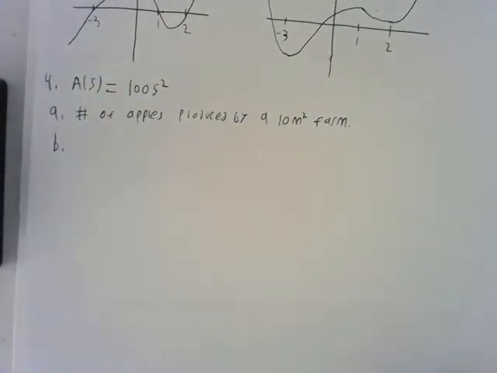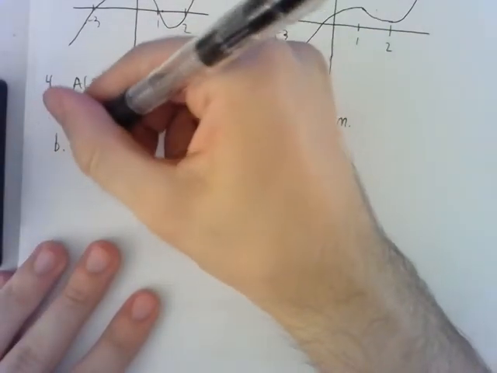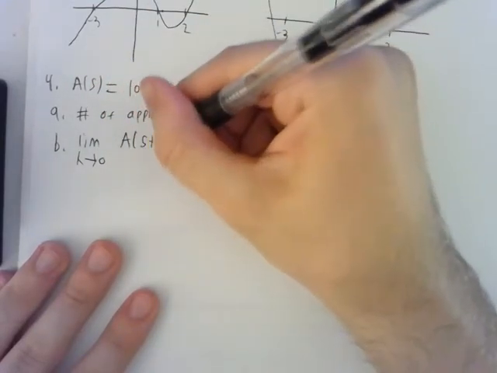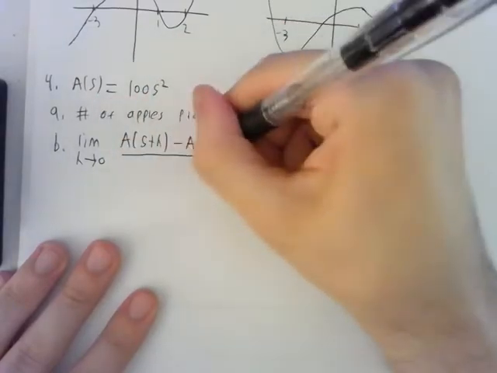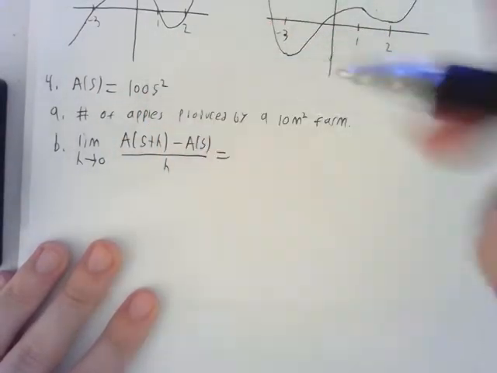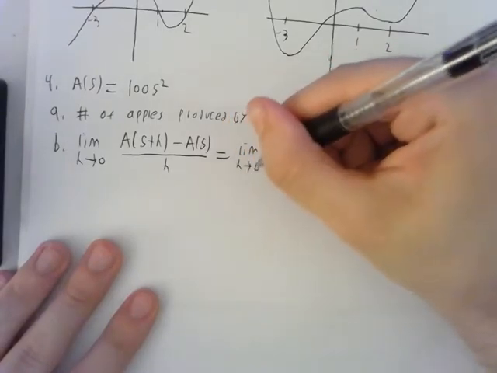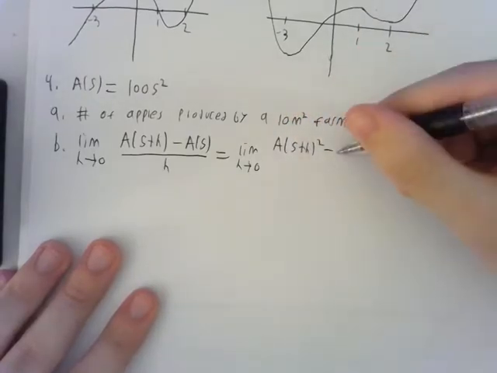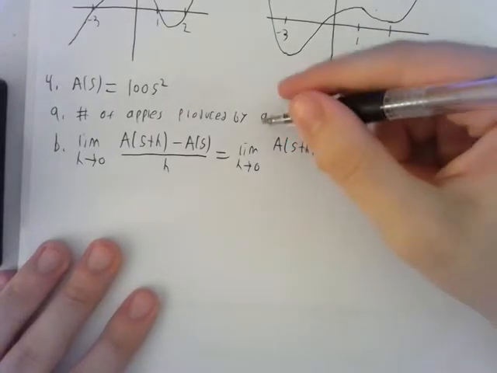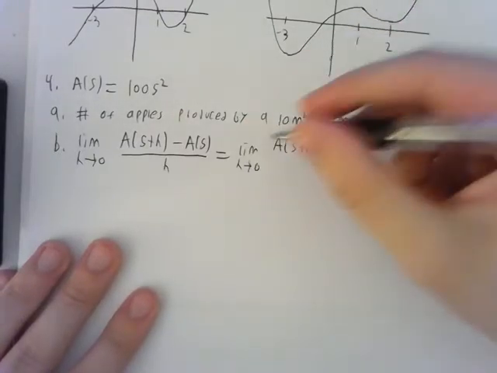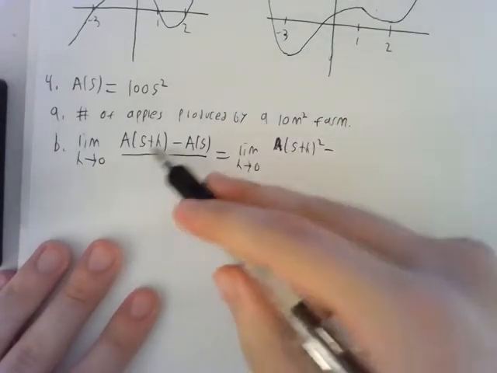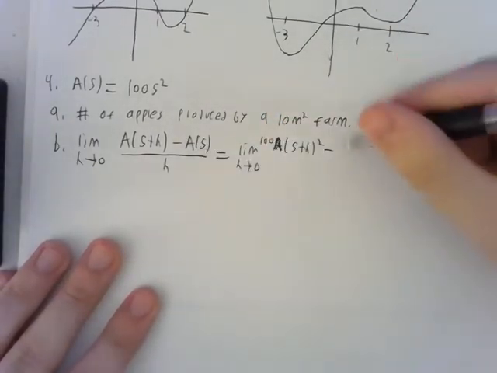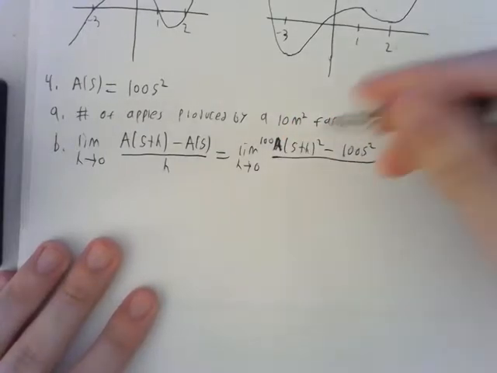Okay, so then in part B, we're asked to find A prime of S using the definition of derivative. So we have to look at the limit as h goes to 0 of A of S plus h minus A of S, divided by h. If we plug S plus h into A, then I get 100 times (S plus h) squared minus 100 S squared, divided by h.